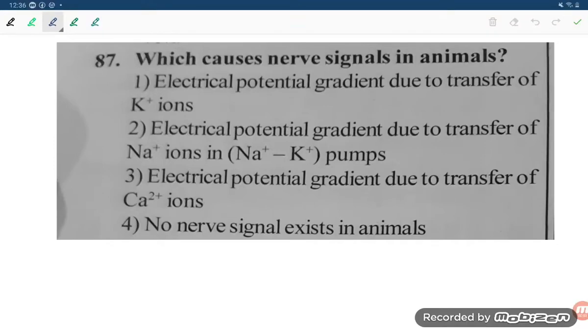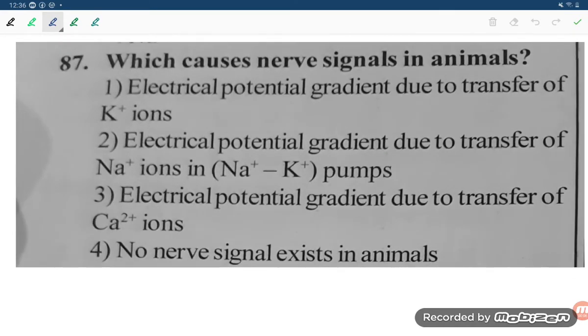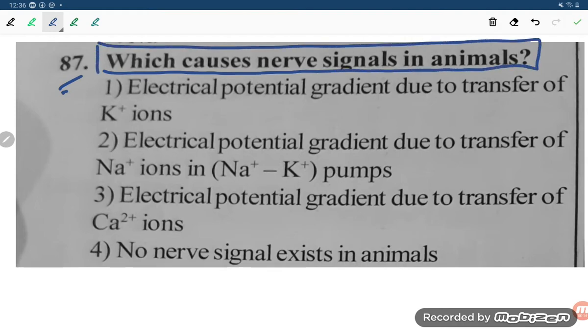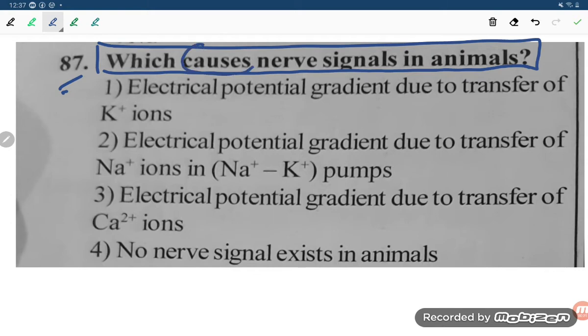Hello, good morning students. Let us try to understand problem number 87. What the problem is all about, student. Which causes nerve signal in animal? Right, student. So they are asking the cause behind the nerve signals to flow. Okay, that is what our question is all about.